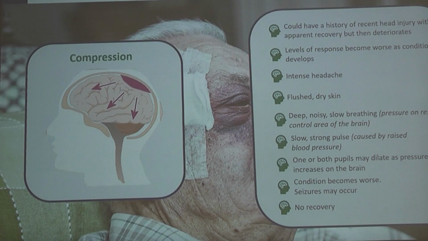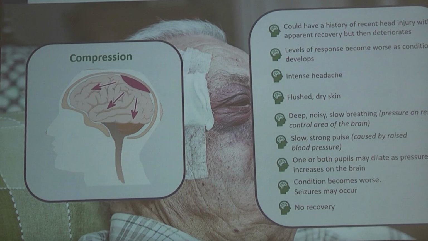As I said, they'll have this on-off type breathing, so it will be quite deep and quite slow, almost like a sighing type breathing, and that's because of the pressure on the part of the brain that's controlling it. Their pulse will be slow, but the blood pressure will be quite high, so it will be a very strong pulse as well. Okay? Depends which side of the brain is getting squashed.